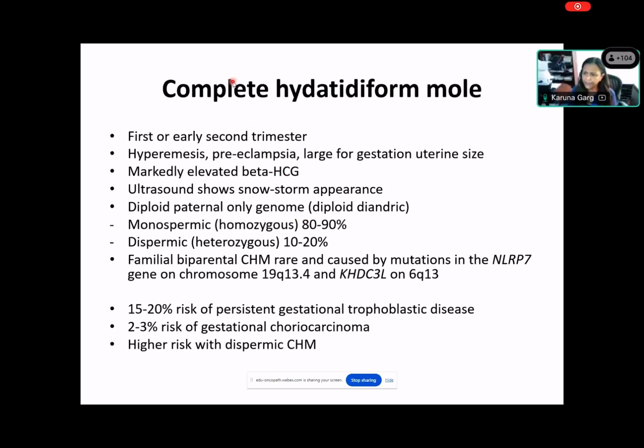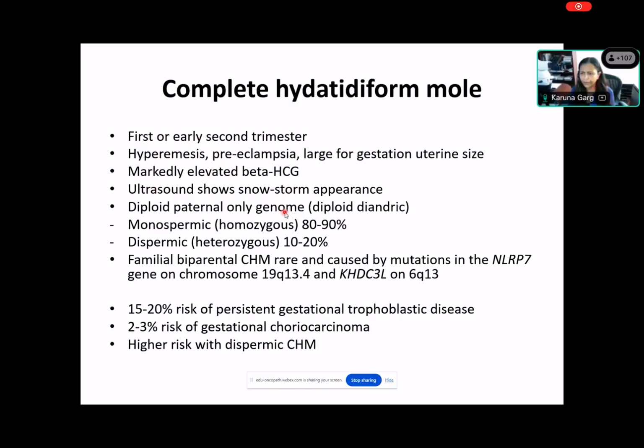So starting with complete hydatidiform mole, this of course occurs in first or early second trimester, and most patients will have large for gestation uterine size. They may have a lot of preeclampsia or symptoms of hyperemesis. And their beta-HCG is often markedly elevated, much higher than you would expect for that stage of pregnancy. The ultrasound has this typical snowstorm appearance that's very characteristic for a complete mole.